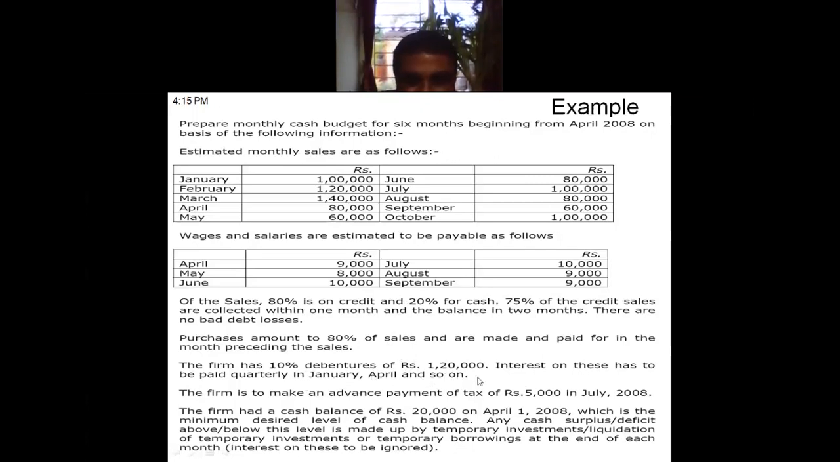That this will also affect my cash outflow. The firm has to make advance tax payment in July. That will affect the July budget. The firm has a cash balance and the opening balance as a minimum desirable level of the cash balance. Any cash surplus above or below this should be invested or liquidated like this. This is the question. Okay.